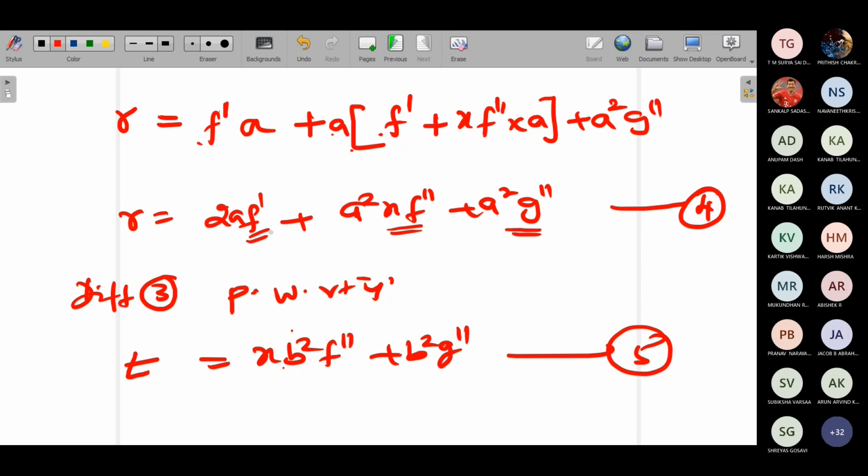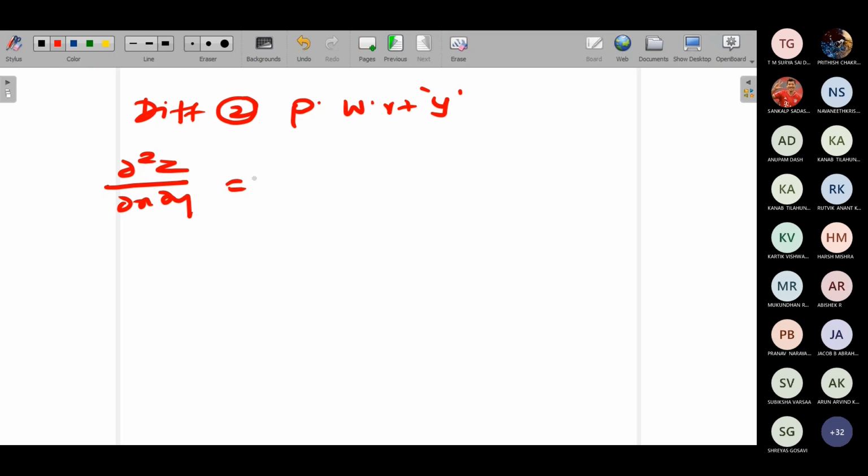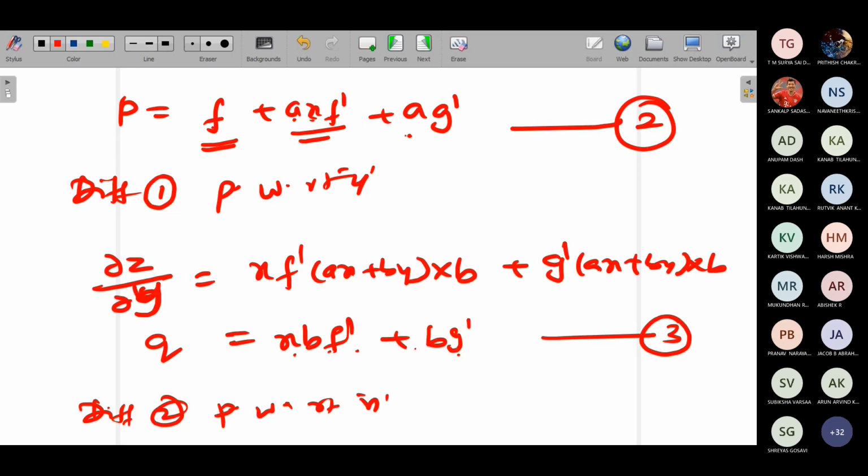What else can we do? Find the other combination also. Differentiate 2 partially with respect to y. So we'll get dou square z by dou x dou y on the left hand side, which I have written.